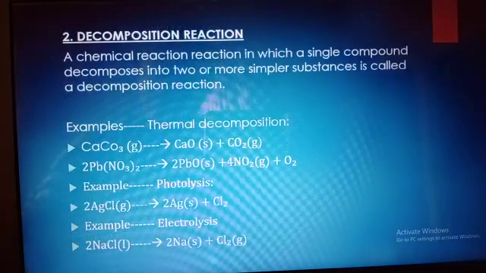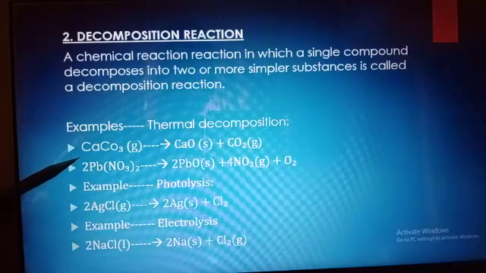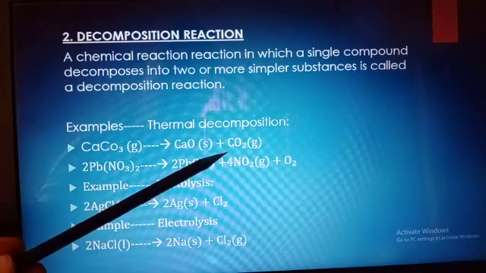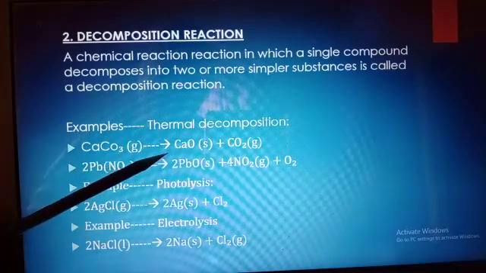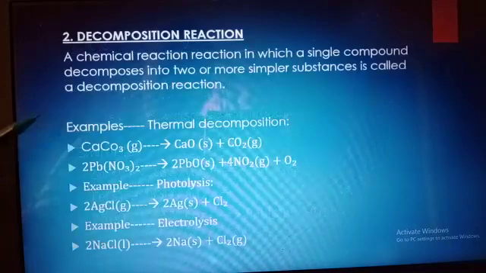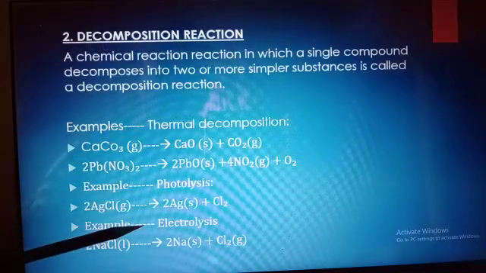Second, a decomposition reaction. In this reaction, when you heat a compound, it decomposes into two or more simpler substances. That is why it is called a decomposition reaction. For example, if you are heating calcium carbonate, you can see a colorless, odorless gas coming out, which is carbon dioxide, and calcium oxide is left behind. So this type of reaction is called a decomposition reaction. There are three types of decomposition reactions, mainly thermal decomposition, photolysis, and electrolysis.